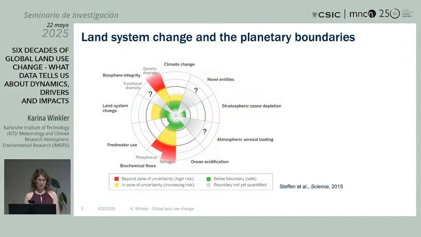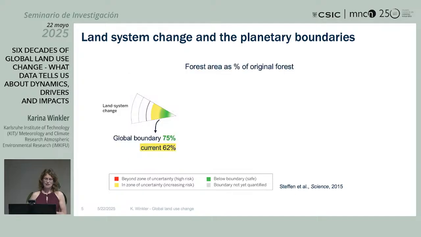When talking about the planetary boundaries, this is a famous visual of the planetary boundaries, we see land system change as one major aspect, and the indicator would be the forest area that is still there as a percentage of the original forest area. To stay below the boundary, to stay in safe condition for the planet, this threshold is set to be 75%. But currently, we only have 62% of the original forest still in place. So we are already in the zone of uncertainty where the risk is increasing of being even in the red area, in the zone of high risk.